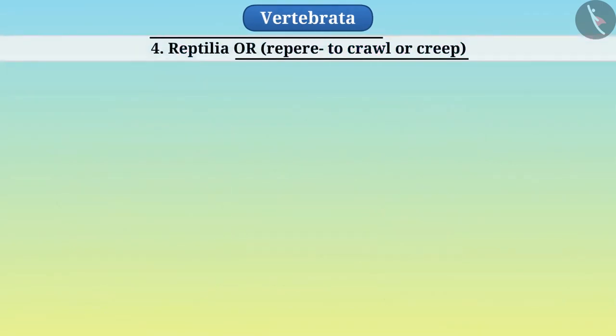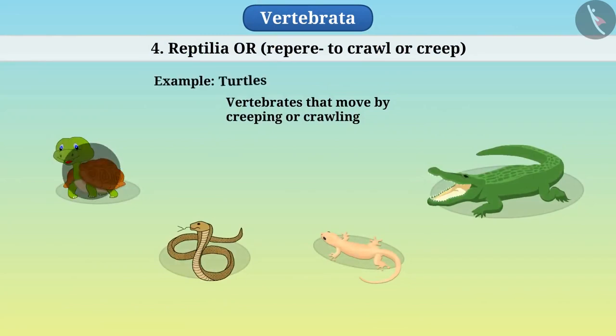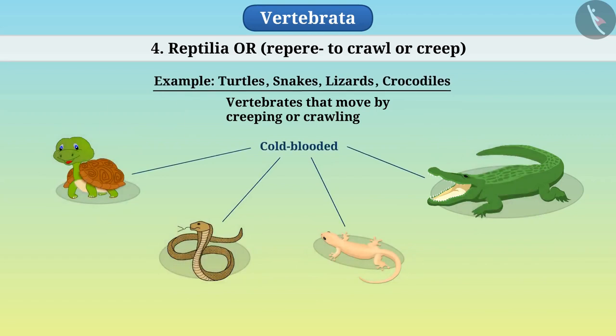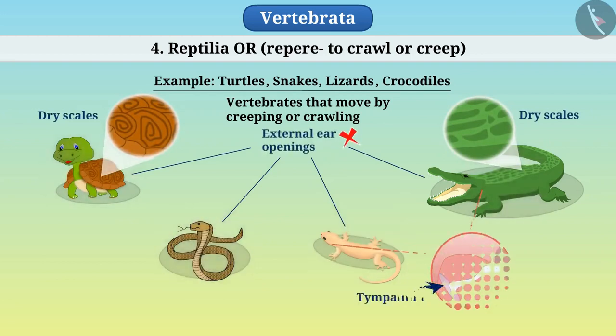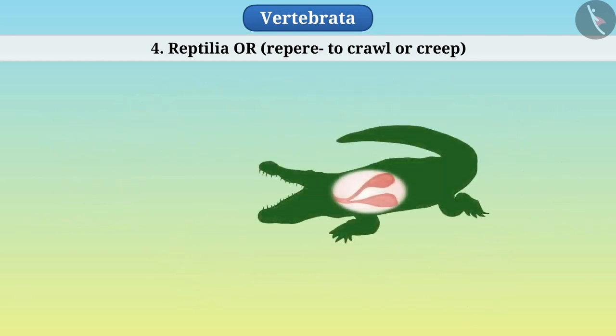Reptilia. This class contains all those vertebrates that move by creeping or crawling, such as turtles, snakes, lizards, crocodiles, etc. They are all cold-blooded animals. Their body is covered with dry scales. They do not have external ear openings, but tympanum represents ear. Some organisms do not have legs, but some organisms have two pairs of legs. They breathe with the help of lungs.